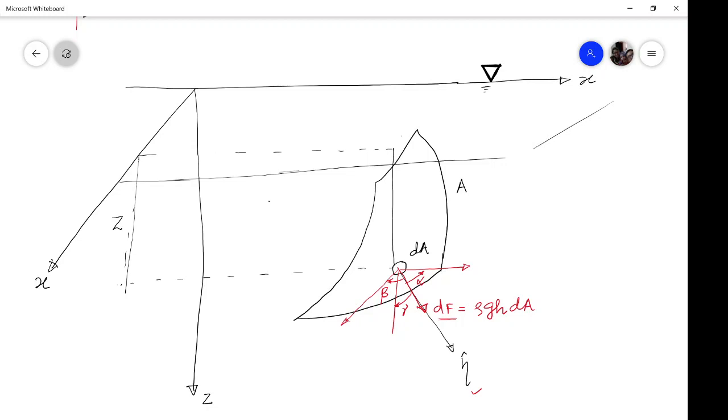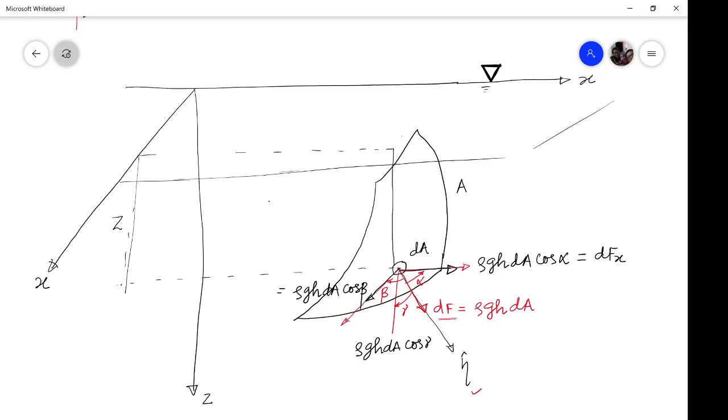The component of this particular force in the x direction will be rho g h dA cos alpha. Likewise, this will be rho g h dA cos beta, and this will be rho g h dA cos gamma. So this is the x component of force.